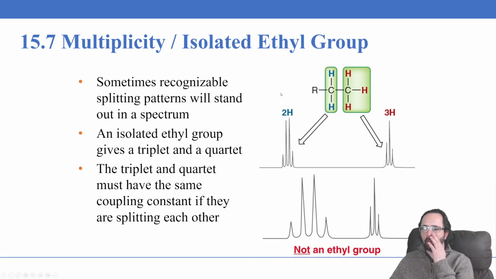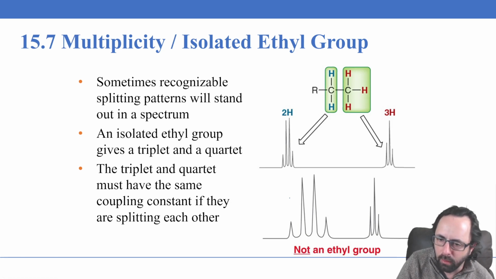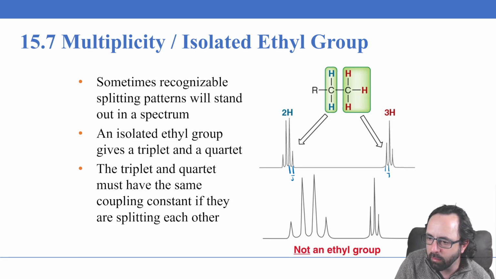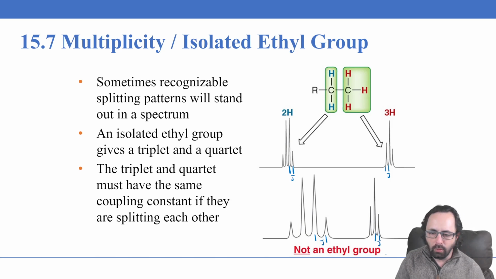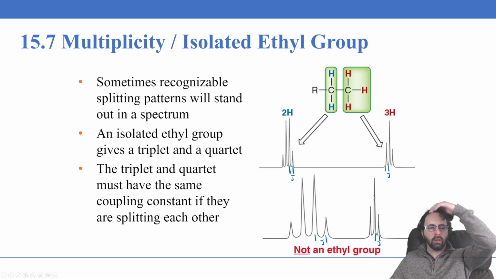Now notice that if these protons are coupled together, their coupling constants should be the same. So the difference here, which is J, should be the same as this difference here. Here you can see that J here is not the same as J over here. So this would not represent an ethyl group. We can tell because the coupling constants aren't the same. So although we're not going to go into very carefully determining the coupling constants, we will want to pay attention to them if we see an obvious difference.